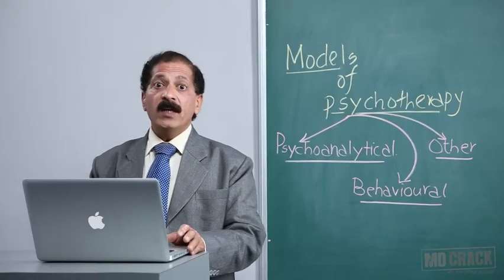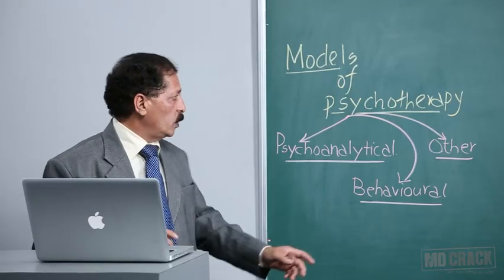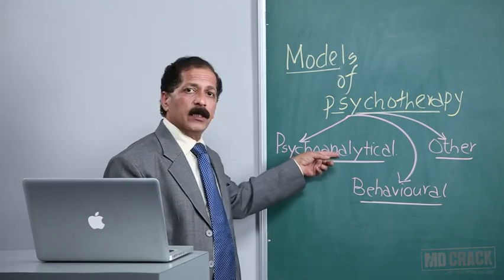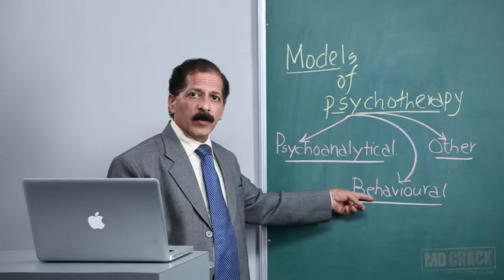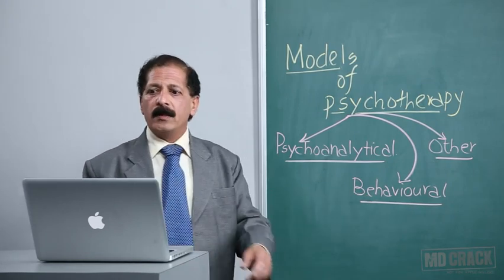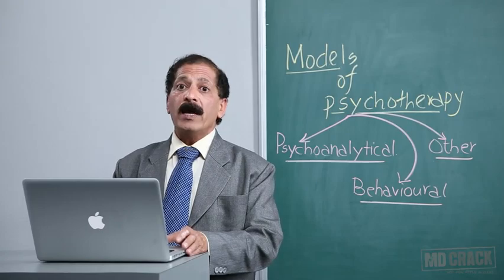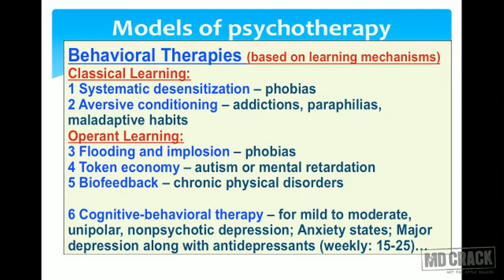Now we go to the behavioral therapies, and as I showed you here, this was psychoanalytical, based on the history and the past. This is behavioral. Let's come to the slide. The behavioral therapies are based on the learning mechanisms. I hope you remember there are two types of learning mechanisms. One is classical learning and the second one is operant learning. So if you look at this slide, what are the methods based on classical learning?